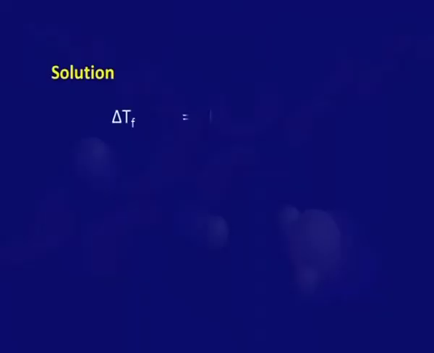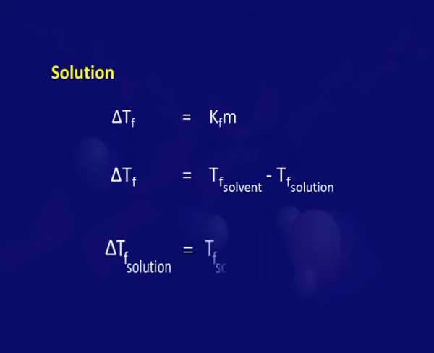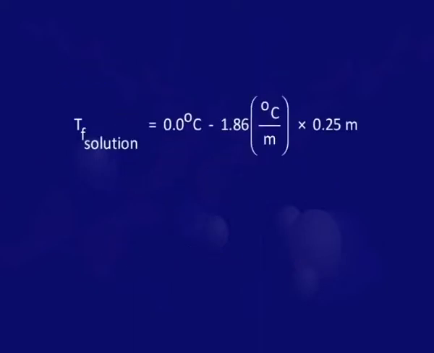As you know, delta Tf is equal to Kf into molality, and delta Tf is equal to freezing point of solvent minus freezing point of solution. Hence, Tf of solution will be equal to freezing point of solvent minus Kf into molality. Putting all these values here, we will get Tf of solution equal to minus 0.46 degrees Celsius. We have taken the freezing point of water as equal to 0 degrees Celsius.